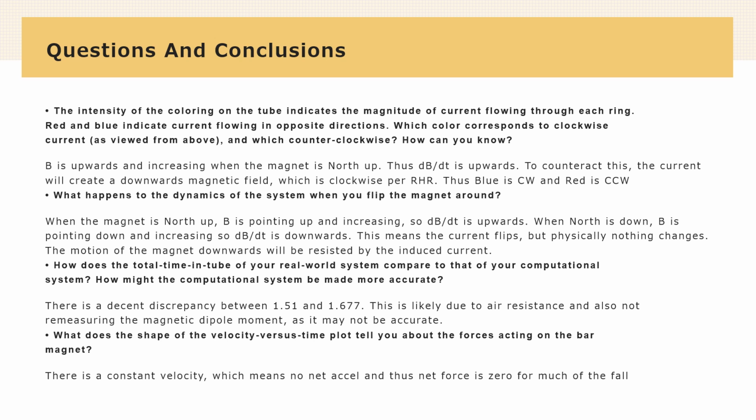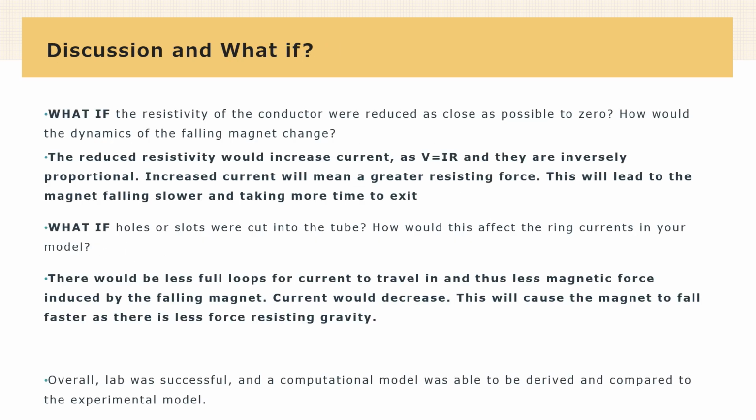As we discussed earlier, looking at the velocity versus time plot, there's a constant velocity at a lot of the points of the graph, meaning that the net force is zero, so the gravity force and the magnetic force are equal for a decent amount of time. So now we're getting into the what-if questions.